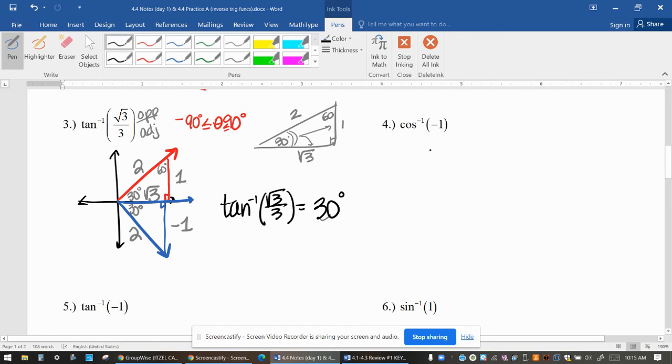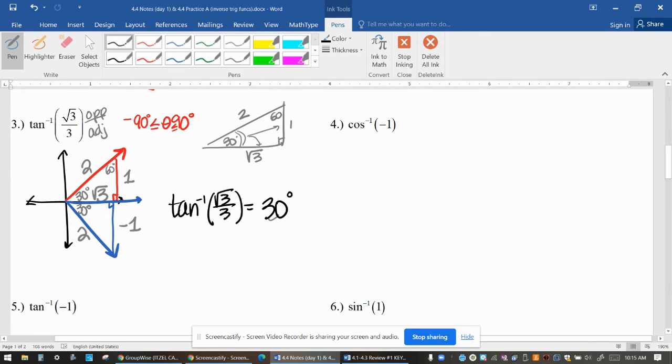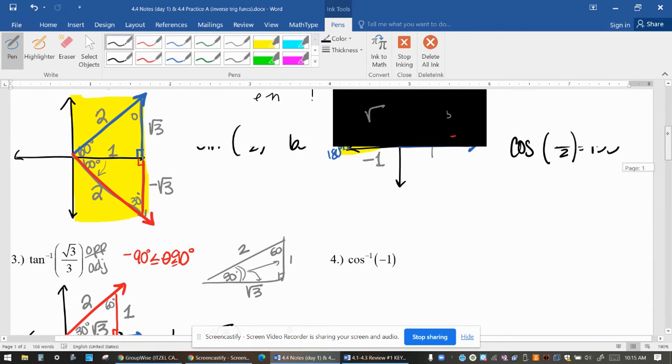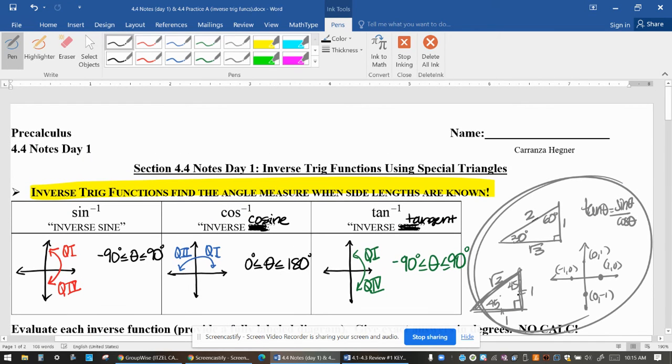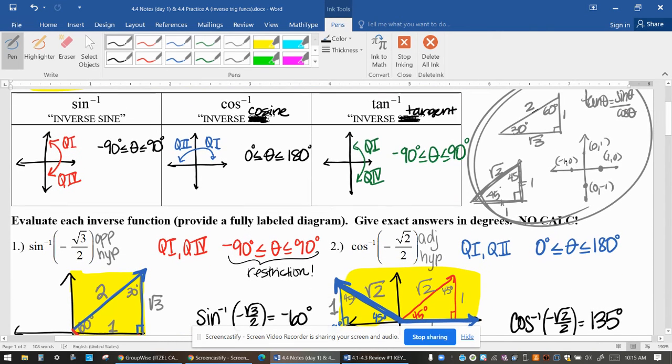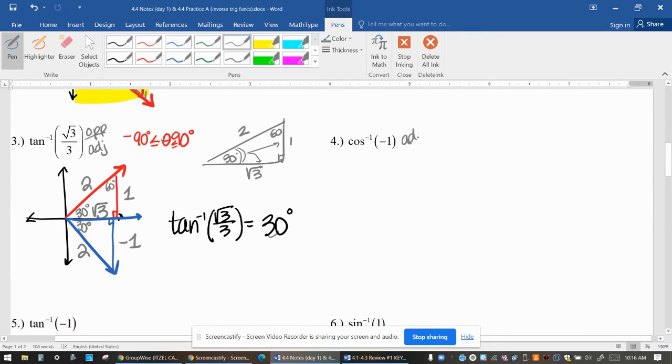Cosine inverse of negative 1. Okay, so 1 is in both triangles as a side length. So think back to your two triangles. A 1 appears on both triangles, but the only triangle that has two ones, where you could reduce down to 1, and cosine, remember, is adjacent over hypotenuse, would be the 45, 45, 90.